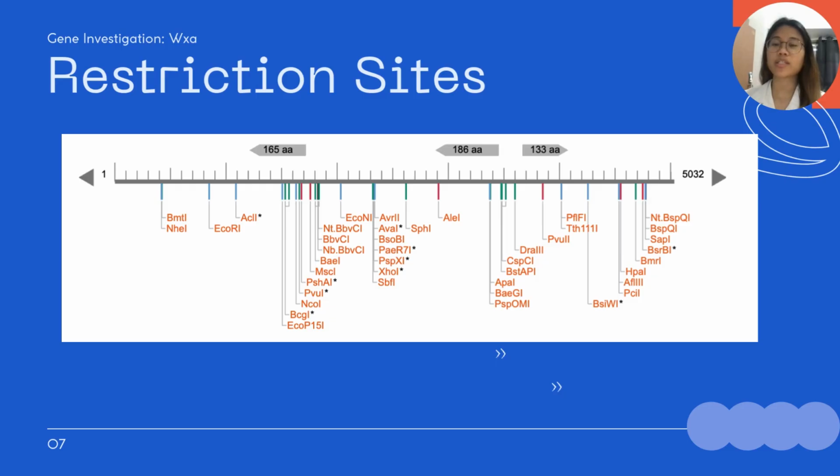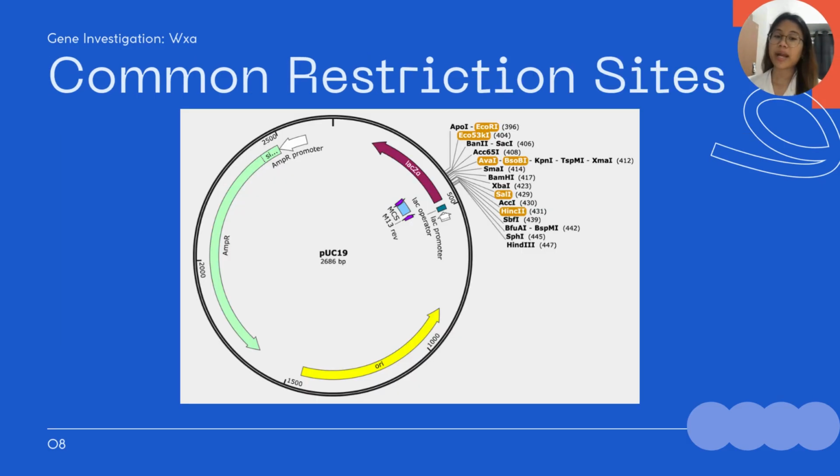Presented on the screen are the restriction sites of WXA as identified by NebCutter. Restriction sites are the DNA sequences that can be recognized by restriction enzymes. In comparison with the common cloning vector pUC19, the highlighted restriction sites were found to be common between the plasmid and in WXA gene as identified by NebCutter in the previous slide. Thus, the unhighlighted ones can be used as restriction enzymes for performing cloning techniques.